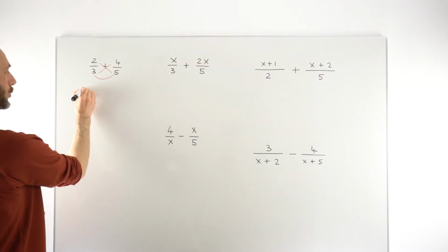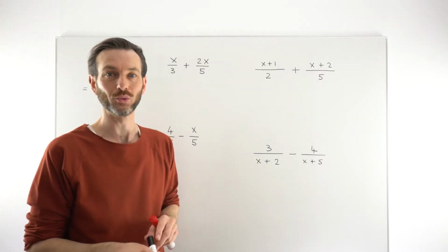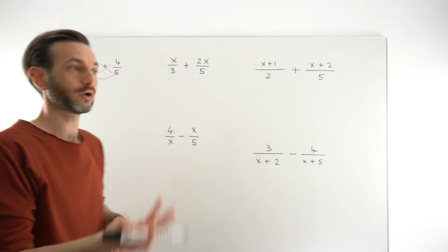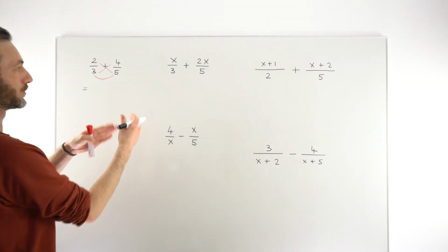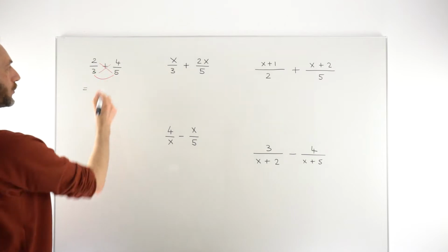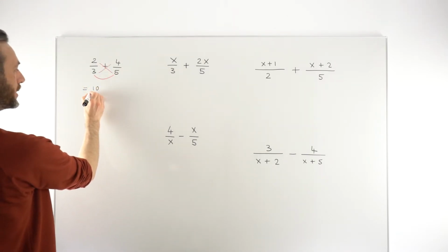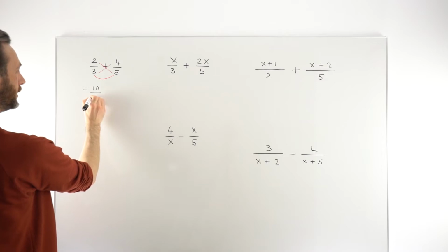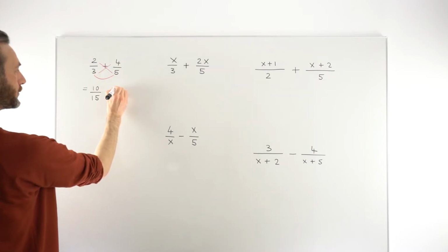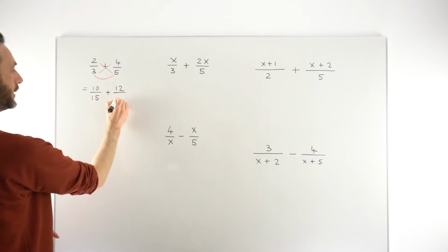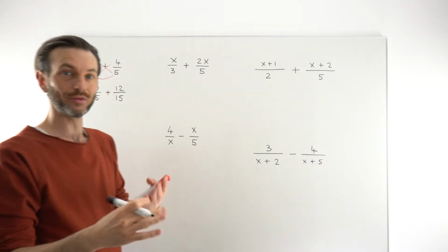So effectively what we're doing here is turning the two fractions into two different fractions, which we call equivalent fractions, because they're equivalent to the originals, but just written in a different way. So 5 times 2 gives us 10 for the numerator of the first fraction. 5 times 3 gives us 15, which is going to be the common denominator. 3 times 4 gives us 12. And then 3 times 5 gives us 15 again. So now we've turned these into their equivalent fractions.